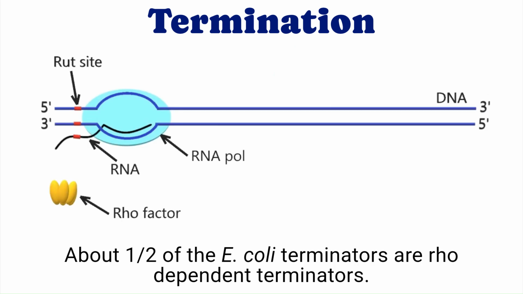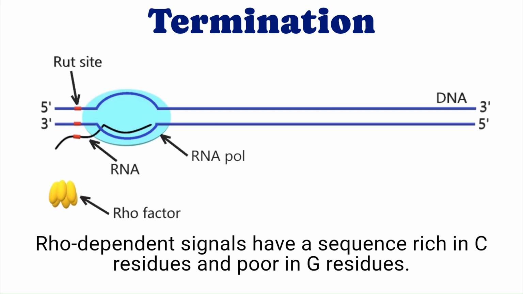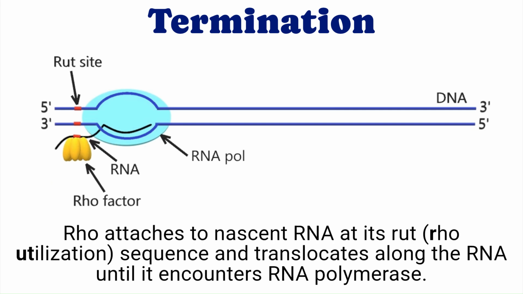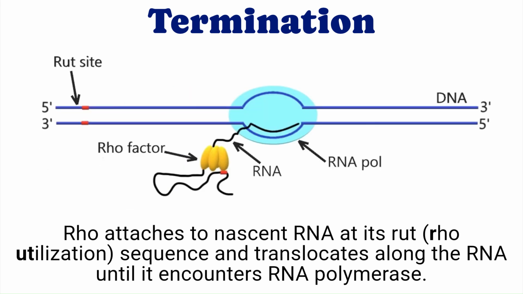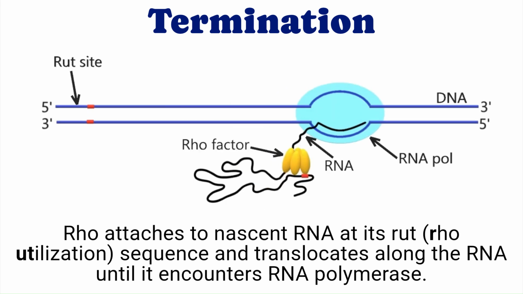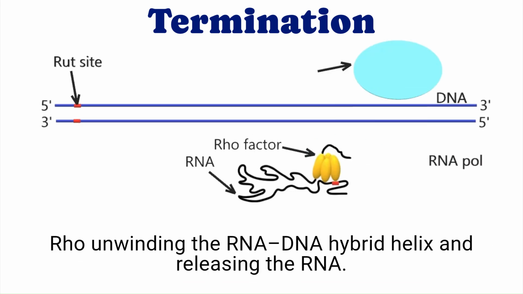The second type requires the Rho factor. Rho is a hexameric helicase that unwinds RNA-DNA or RNA-RNA double helices by translocating along a single strand of RNA in the 5' to 3' direction, powered by nucleotide hydrolysis. RNAs with Rho-dependent signals have a sequence rich in cytosine residues and poor in guanosine residues, including an upstream rut site. Rho attaches to newly synthesized RNA at its rut sequence and translocates along the RNA until it encounters RNA polymerase, unwinding the RNA-DNA hybrid helix and releasing the RNA.